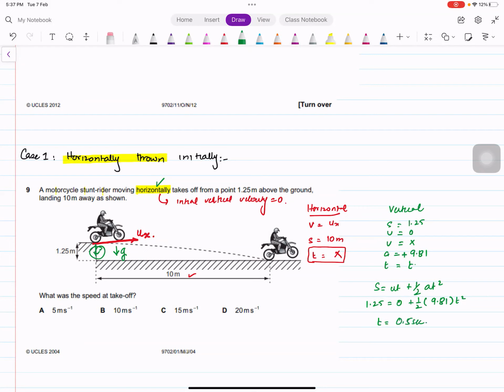0.5 seconds. Very good. So I can use this time right here, and the only equation for horizontal is velocity is equal to displacement over time. I want to find ux, displacement is 10, and time is 0.5. So what is the answer then? 20. So this is this easy if you just follow what I do. I make sure that I treat everything horizontal separately and everything vertical separately.